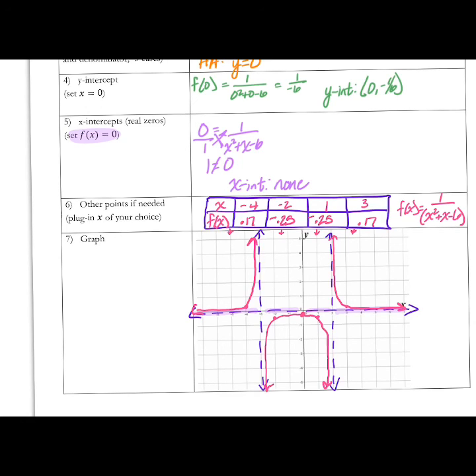Now, if you want to check yourself, you can go into Desmos and check it. You put it into Desmos the same way that I put it here: 1 divided by parenthesis x squared plus x minus 6. So put that into Desmos that way, and you should get this graph. Into various graphing calculators, it should be very similar.